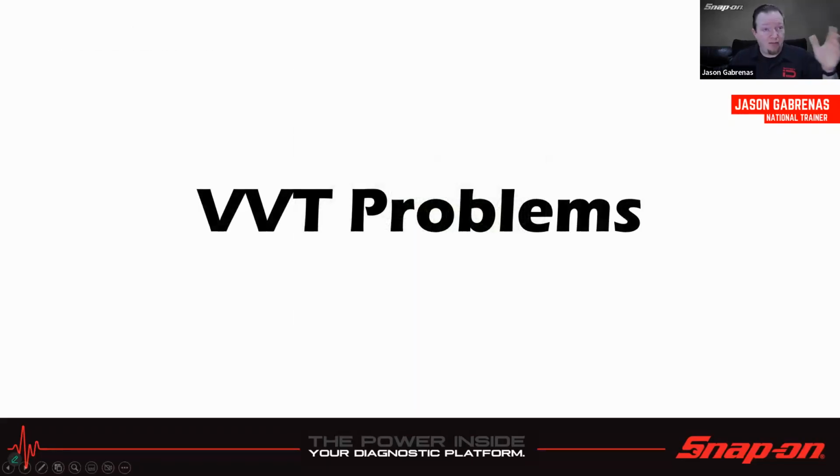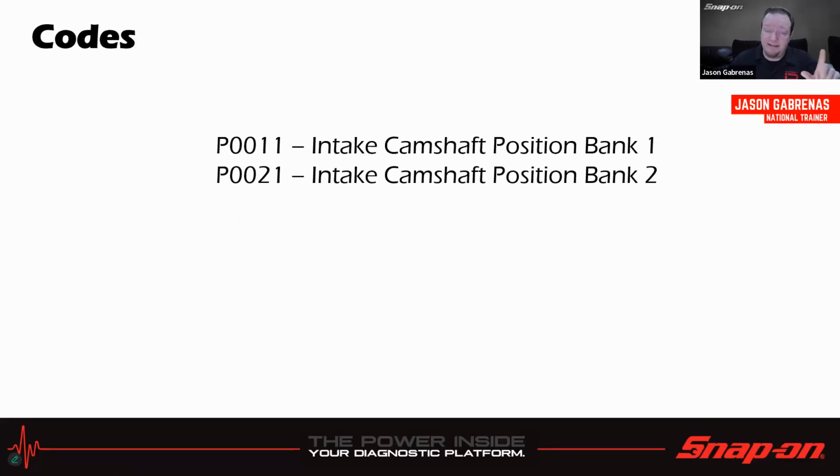So let's talk about some problems that we might run into, and probably the two most common codes you're going to see for these problems. There are other codes, of course, but these are the two most common ones you see out there. Go to any automotive forum and someone says, hey, I got this P0011 code or a P0021 code: intake camshaft position, bank one or bank two, and manufacturers can put little modifiers on whatever they want their description to be.